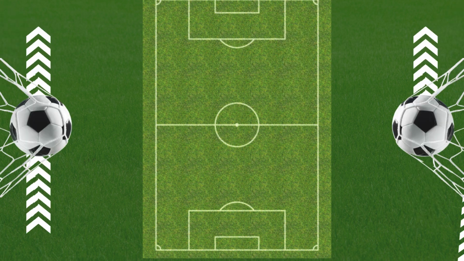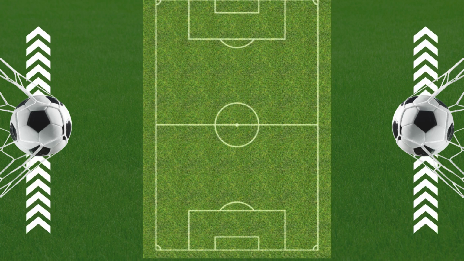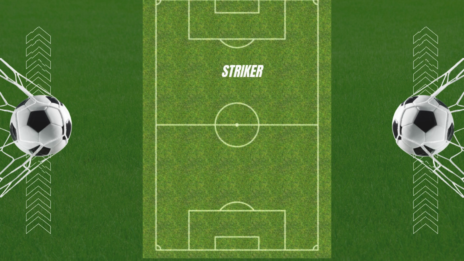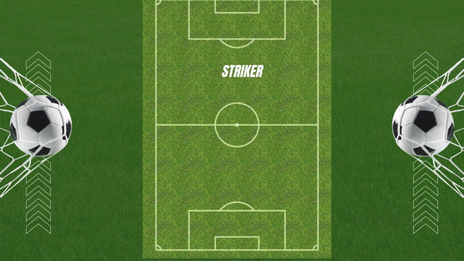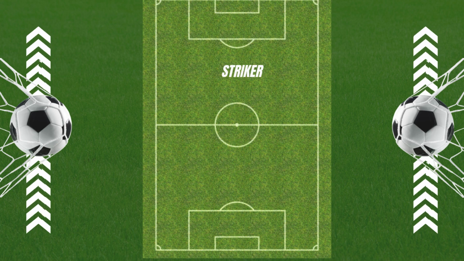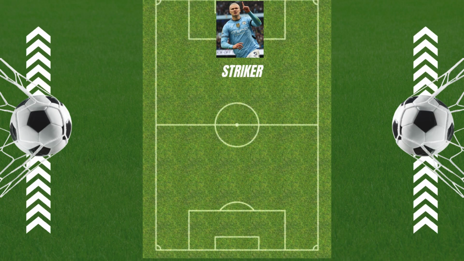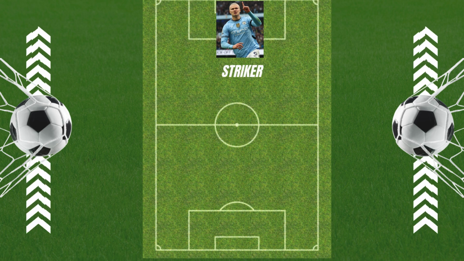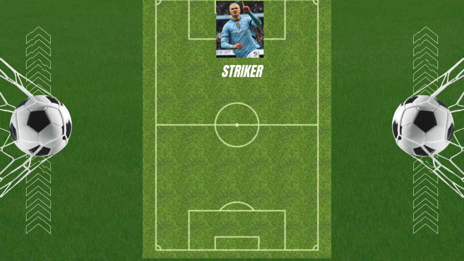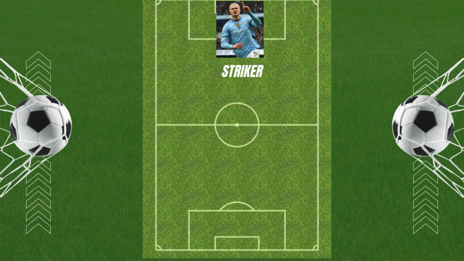Let's finish with the last position of the session, and this guy is called the striker. This is the person who scores the goals or who is supposed to score the goals. And one example of this position would be Haaland from Manchester City. I think this is very clear, right? He scores a lot of goals every season, and he is considered one of the best in the world.